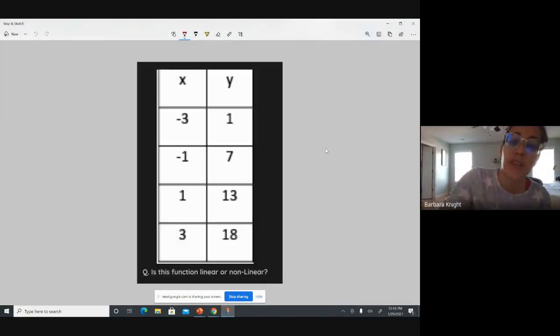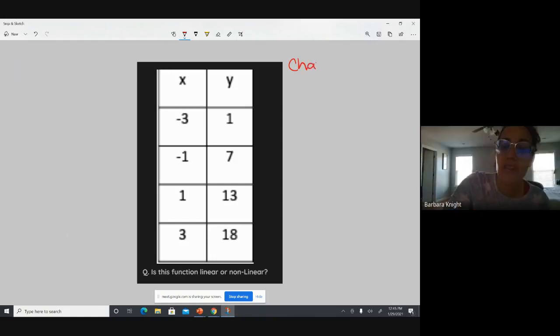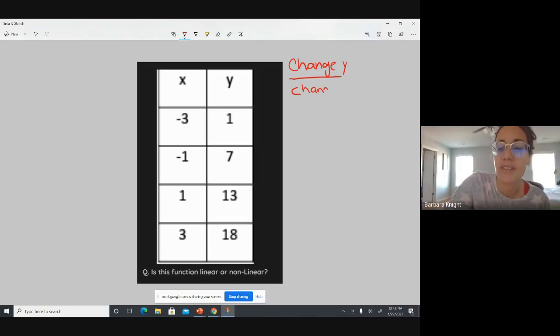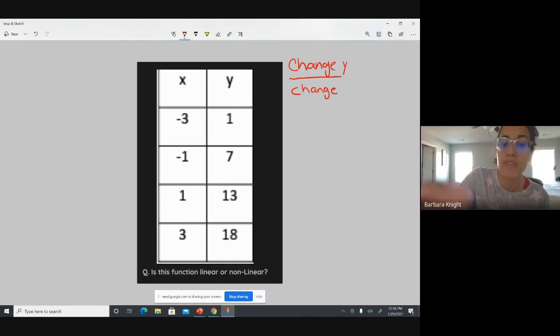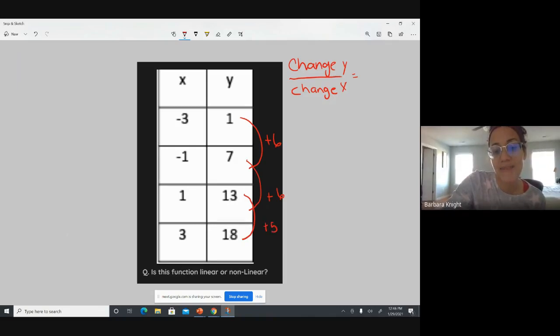I'm going to do this here. We need to figure out the change in y over the change in x to find whether or not the slope stays the same. So in order for it to be a linear function, the slope has to be the same, like it has to equal the same number. So change in x. For this one, 1 to 7, I had to add 6. And then from 7 to 13, I also had to add 6. And then from 13 to 18, though, I added 5.